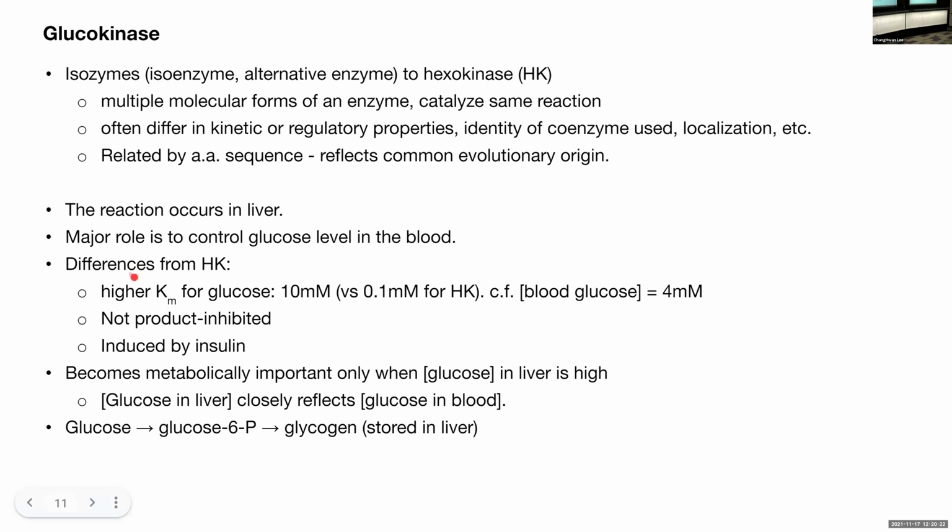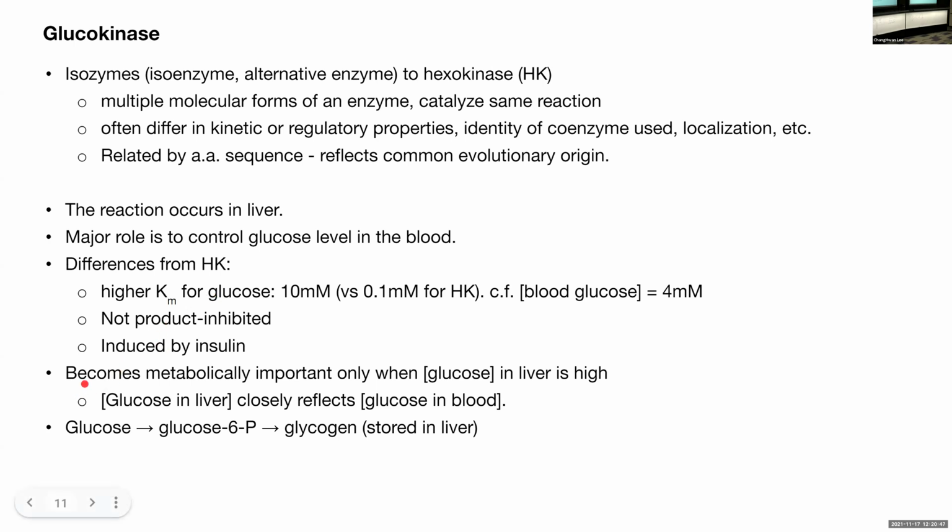And this glucokinase is not inhibited by its product, so it's not allosterically inhibited by glucose 6-phosphate, but it's induced by insulin. So that's the difference from hexokinase 2. The hexokinase doesn't care about insulin, of course, right? Because it's, again, happening inside the cell.